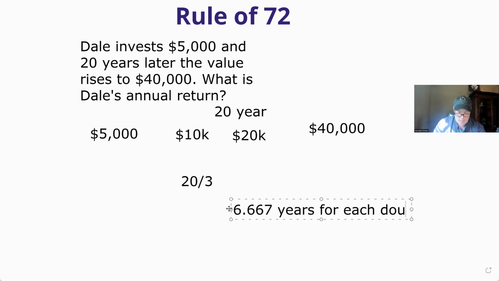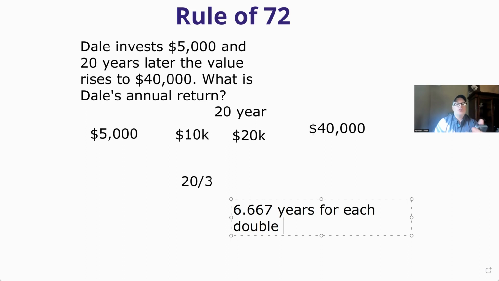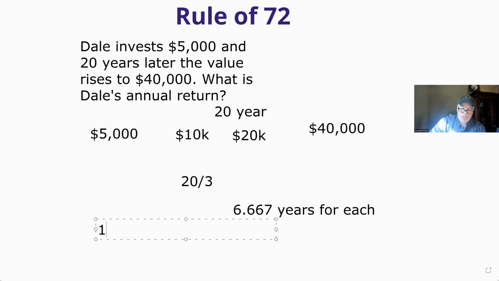Now, all you do is do 72 divided by the number of years, 6.667. 72 divided by 6.667 equals 10.79. So that's the rate of return. So this Dale earned 10.79% a year on average, right? So that's what it is.